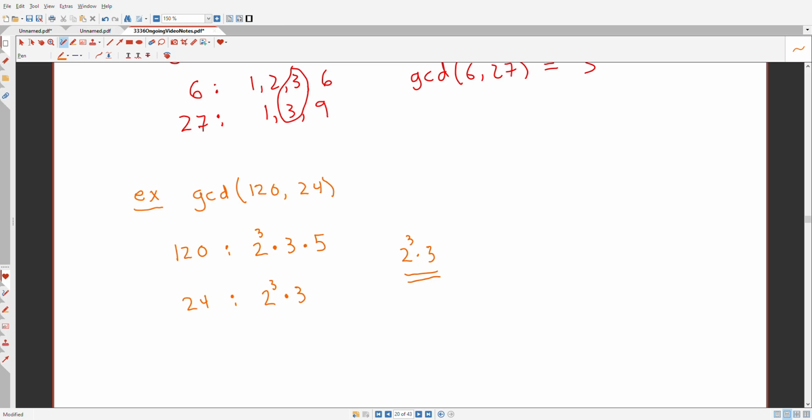So let's see, what is that? That's going to be 24. So the greatest common divisor of these two numbers is 24.